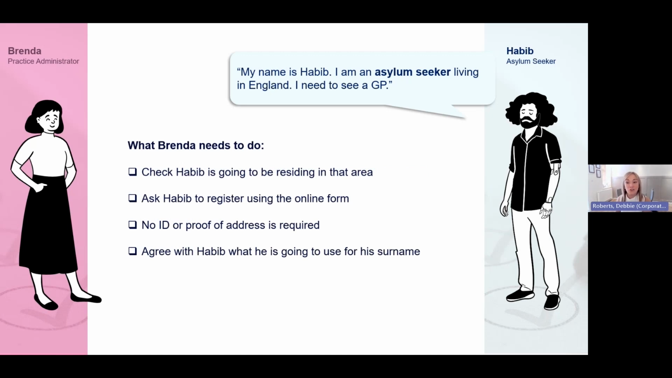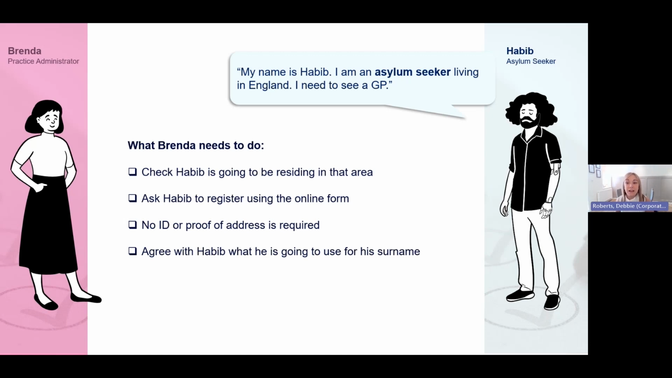So Brenda will need to ask questions to determine if Habib will be residing in her practice boundary on a permanent basis. If residing outside, then consider whether he may be appropriate for the practice of choice scheme, if this is something that the practice offer. Brenda will then need to ensure that the patient registration form is completed in full and ensure that Habib has completed all the fields correctly. It is good practice to check all the details provided on the form before that is actually submitted to PCSE, basically just to try and reduce the risk of any registrations being rejected.